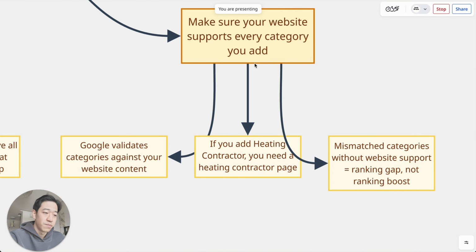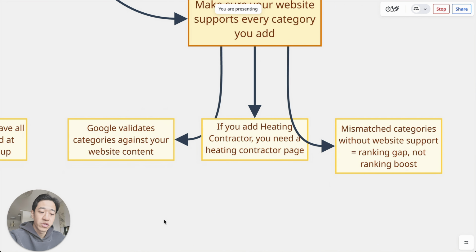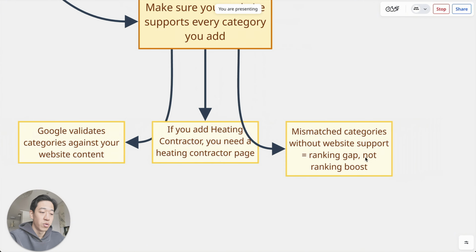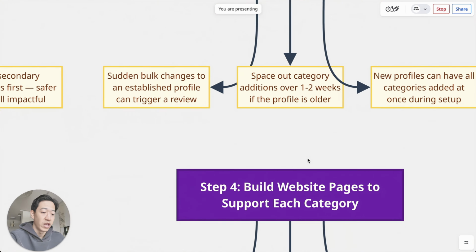Next, make sure your website supports every category you add. So Google's going to validate categories against your website content and actually see if it aligns. So if you add heating contractor on your GBP, you need a heating contractor page on your website. Mismatched categories without website support equals a ranking gap and not a ranking boost.